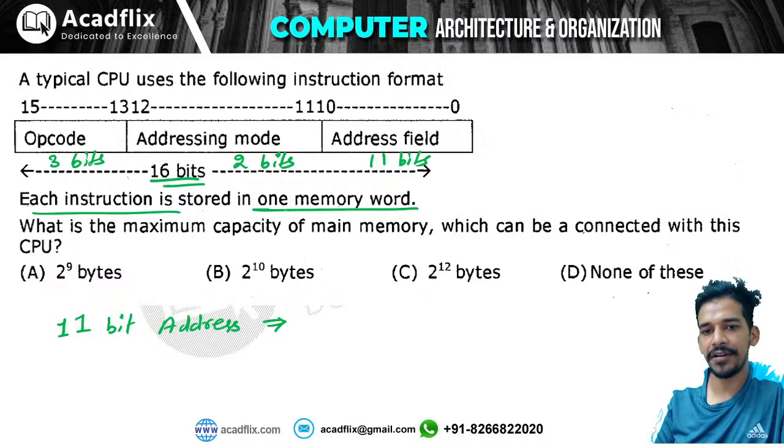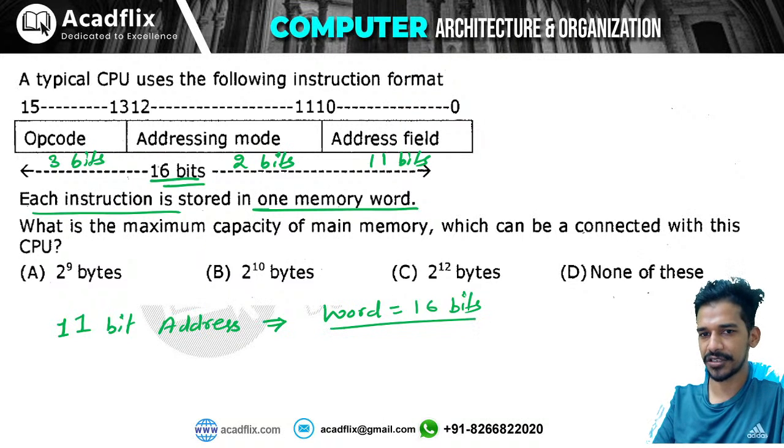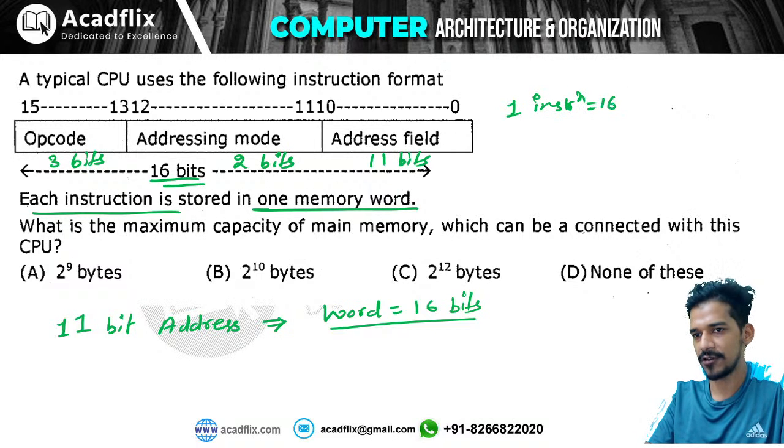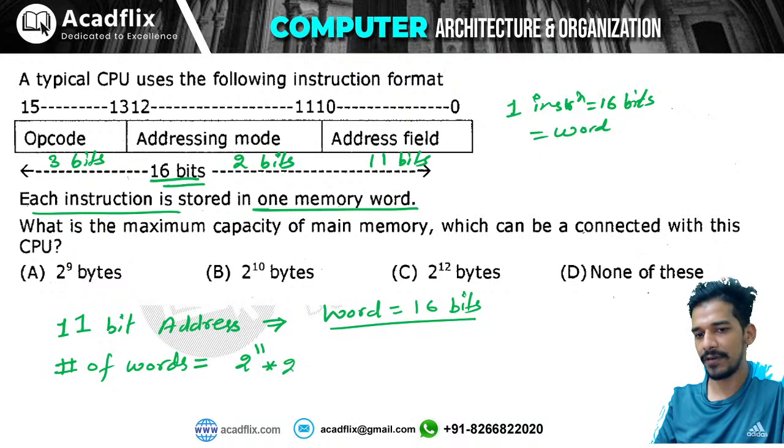This means that memory is word addressable, right? We have memory that is word addressable, and the size of the word is given. The size of the word is 16 bits, because it is saying that we can fit one particular instruction in one word, and we know that the size of one instruction is 16 bits. So the size of the word will also be 16 bits. And the number of words you can find out from the address field. Number of words in the memory is 2 to the power 11, and the size of one word is 2 to the power 1 bytes, 2 bytes, right? That is 16 bits means 2 bytes.